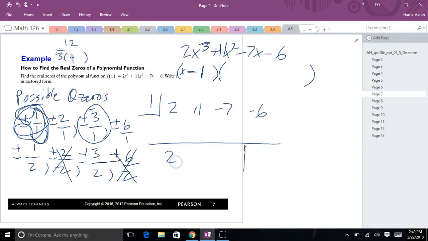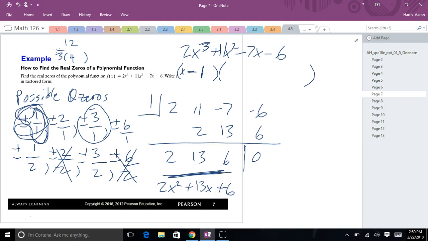I'm dividing it by x minus 1, using synthetic division. Drop the 2 down, 2 times 1, 2. 11 plus 2, 13. 13 times 1, 13. Negative 7 plus 13, 6. 6 times 1, 6. Negative 6 plus 6, 0. Hey, there we go. It worked. There's no remainder. This is my quotient. It's 1 degree less than the original function, so 2x squared plus 13x plus 6.